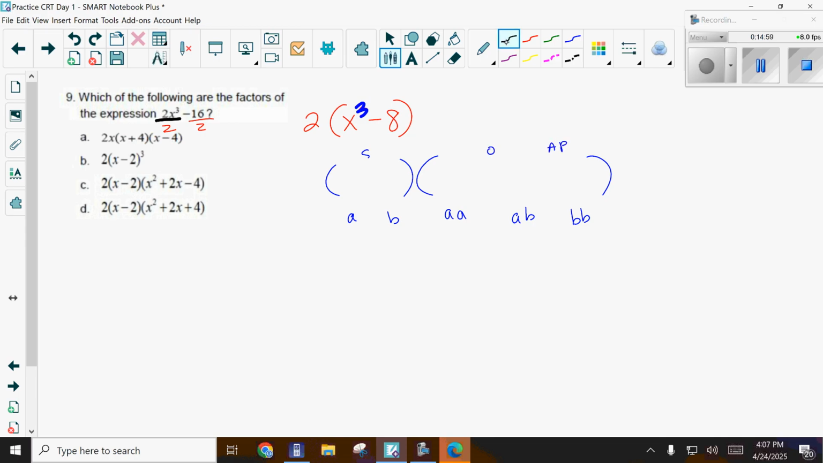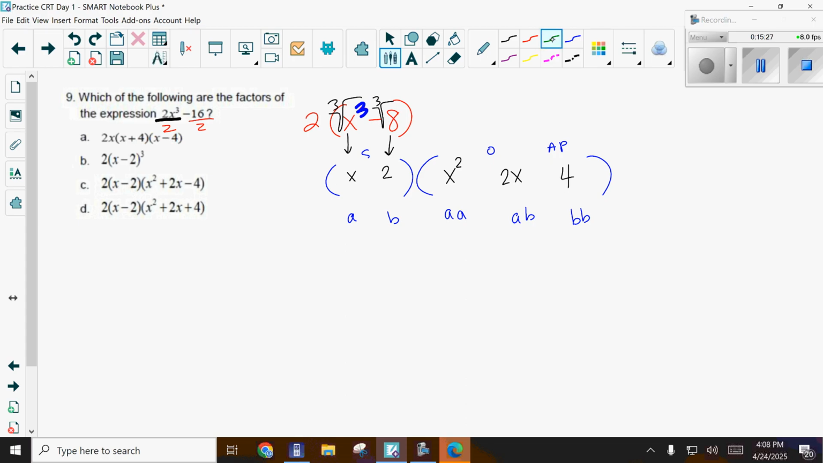So I'm going to do the first parentheses by taking the cube root. That's how I get the first parentheses. So that gives me an x. That gives me a 2. So if that x is the a, and I want to do a times a, this would be x times x, which is x squared. A times b would be x times 2, which is 2x. And then b times b would be 4.